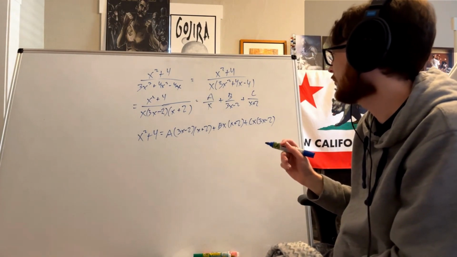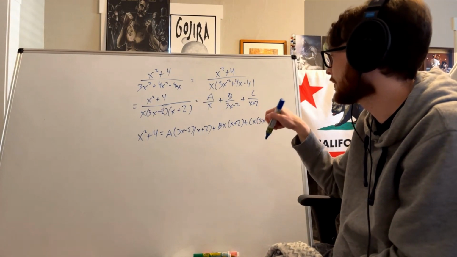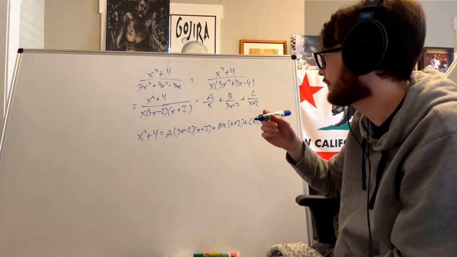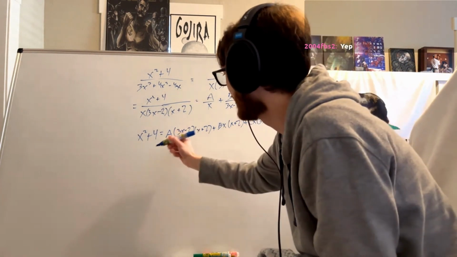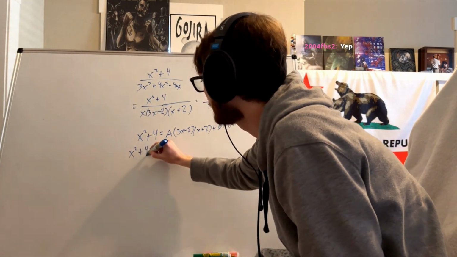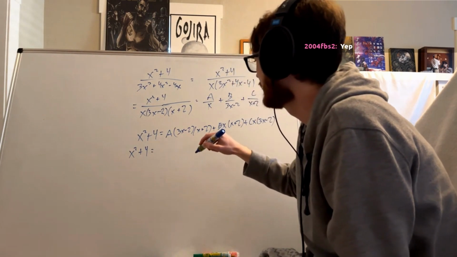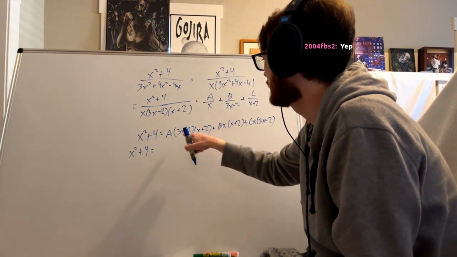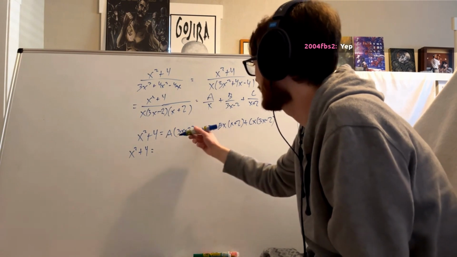And now at this point, we have a whole mess of algebra to do with factoring this out. That's kind of the reality of doing partial fractions. So let's just dive into it. X squared plus 4 is still the same. I'm just going to multiply this all out and show the end result.